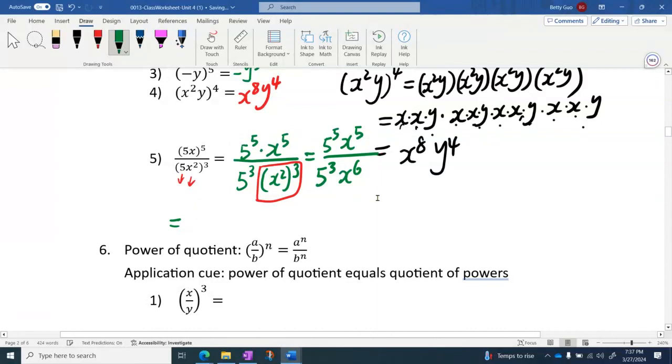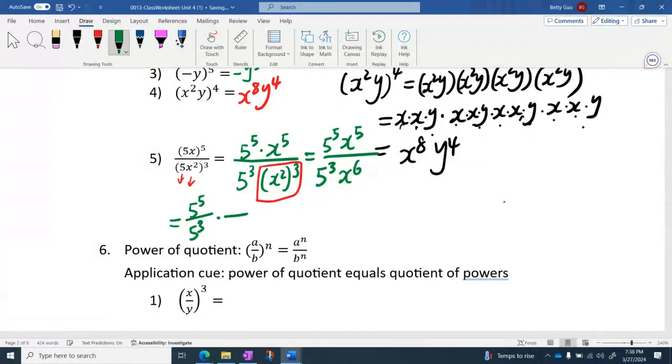And then what do we do? We're going to use the quotient rule. 5 to the power 5 over 5 to the power 3. We are actually looking at a quotient of two exponential expressions with the same base. Do not worry about the x part yet. See 5 to the power 5 here and 5 to the power 3 here.